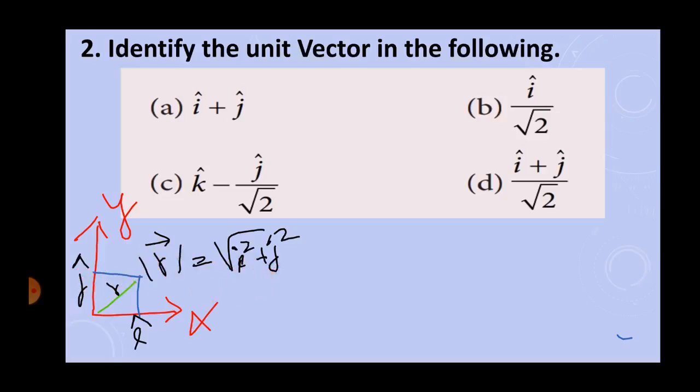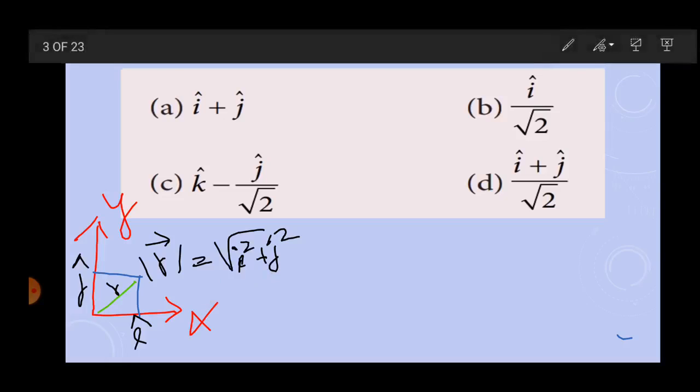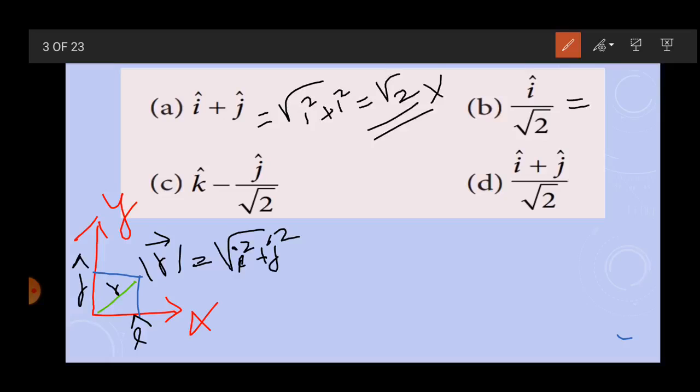Okay, now substitute option A. So what is the value of i unit vector plus j unit vector? Therefore the square root of 1 square plus 1 square, that is equal to square root of 2. This is not a unit vector. Okay, then option B. The value is 1 divided by square root of 2. This is not a unit vector.